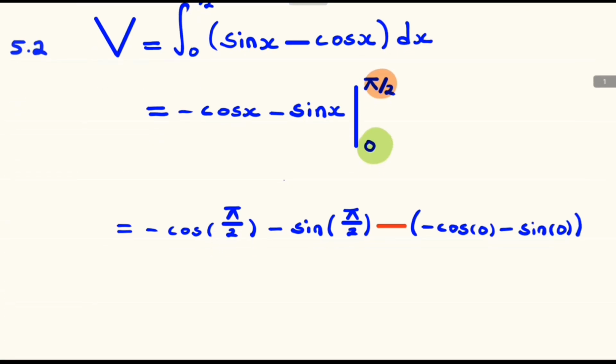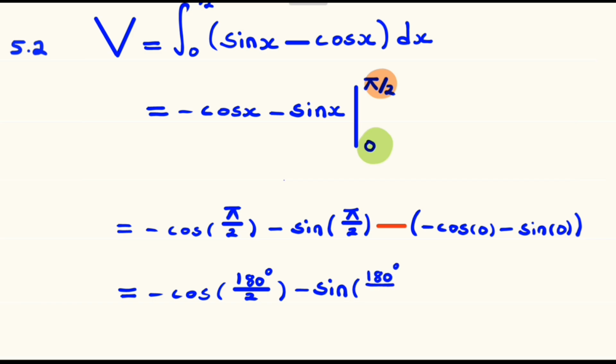And this will be equal. So if you are working with degrees and not radians, in the place of the pi, substitute 180 degrees. So you'll have negative cos of 180 degrees in the place of the pi divided by 2 minus the sine of 180 degrees in the place of the pi divided by 2.